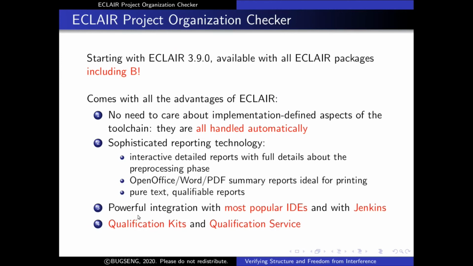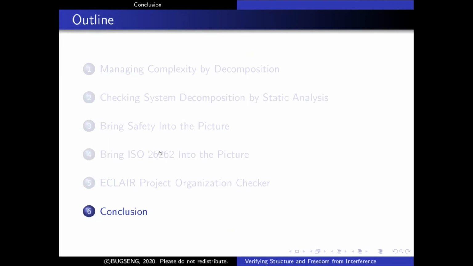Another feature of the ECLAIR software verification platform is powerful integration with most popular IDEs and with Jenkins. I mentioned continuous integration and the importance of keeping the interactions between the project components under check continuously, and Jenkins is one ideal way to do this. And of course, everything is qualifiable in two ways. You can buy qualification kits, or you can buy qualification service where we do almost all the work for you.